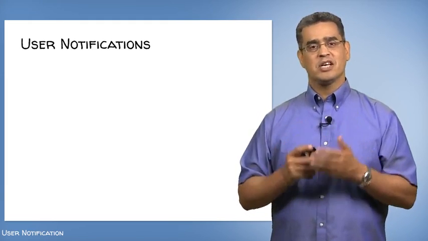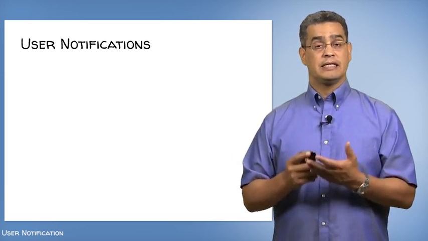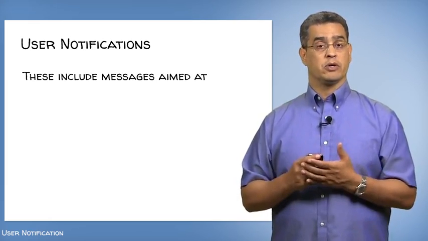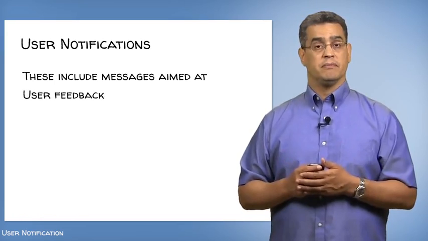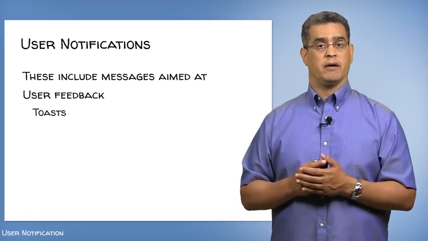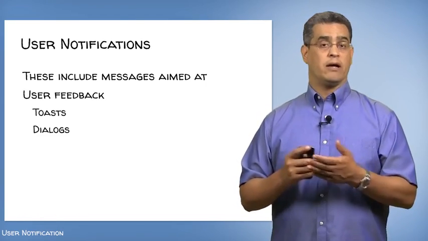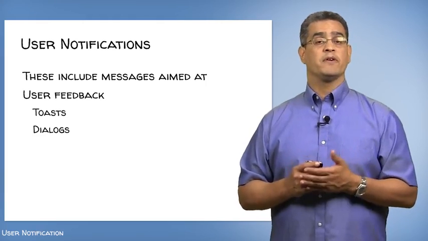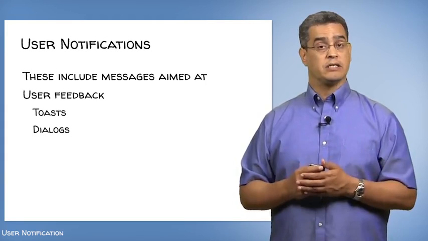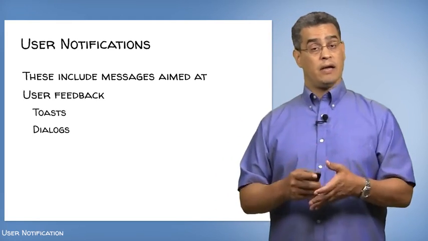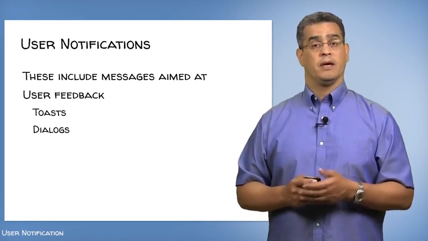Now, some Android user notifications exist to provide feedback to the user about something that they're doing. And one such mechanism are the toast messages that we talked about. Another are dialogues. Now, we went over dialogues in quite a bit of detail during the lesson on user interface classes, so I'm not going to talk about dialogues in this lesson.